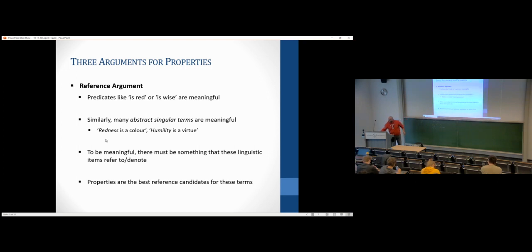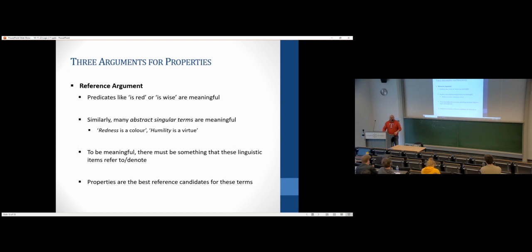Put another way to think about these abstract singular terms, we have a process that's called nominalization. We can take an adjective and turn it into a noun by making a name. That's what we're doing when we get these kinds of terms. I have red, and I turn it into redness. So, okay, there's our second argument. It's basically a semantic or referential argument.